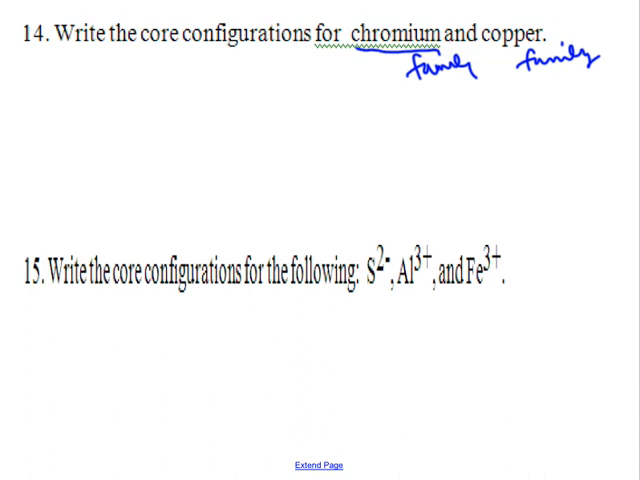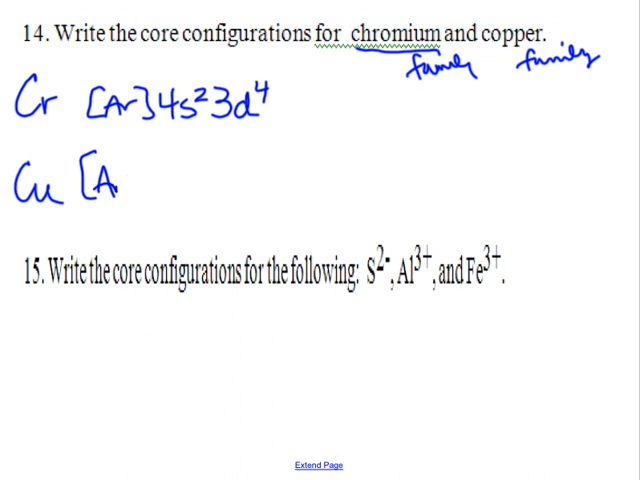So what I want to do first is write out the expected configuration for these guys. We're going to do shortcuts. So what is chromium? Argon, 4s2, 3d4, and then copper is argon, 4s2, 3d9.